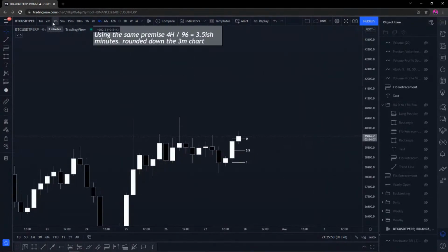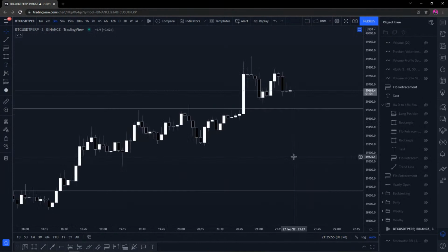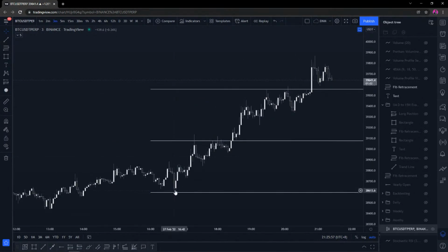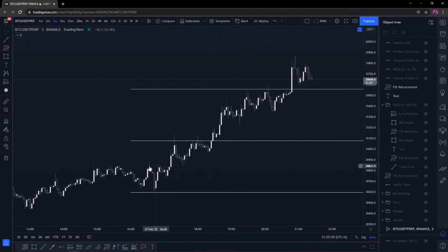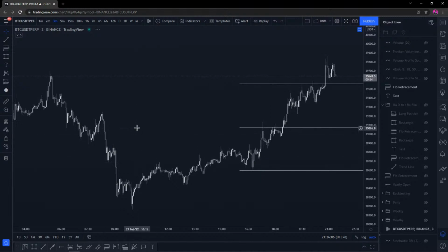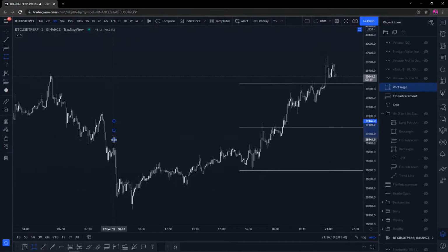So 4 hours down to 3 minutes. Using the same sort of premise, you can see that we don't really get much love here because of the action, but this is a prime example where you could potentially look for getting in on the run up. If you're looking through this area, you can see that there is definitely a fair value gap here on the lower time frame, let's call it from here to here.